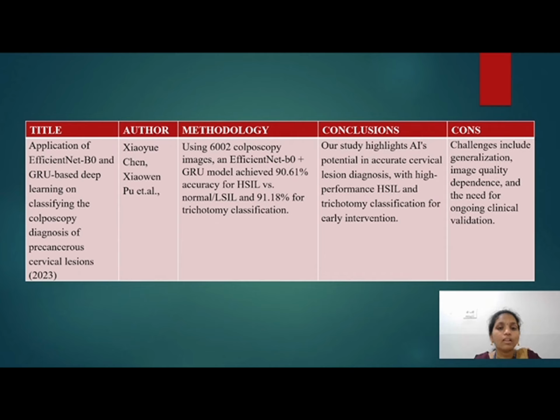And they found that AI can assist in early detection of cervical lesions with high accuracy. It was particularly good at distinguishing serious cases from less serious or normal cases, performing reliable classification into three categories for clinical decision making. The model performance depends on the generalizability and image quality. There is a need for further clinical validation to ensure safety and effectiveness before real world use.